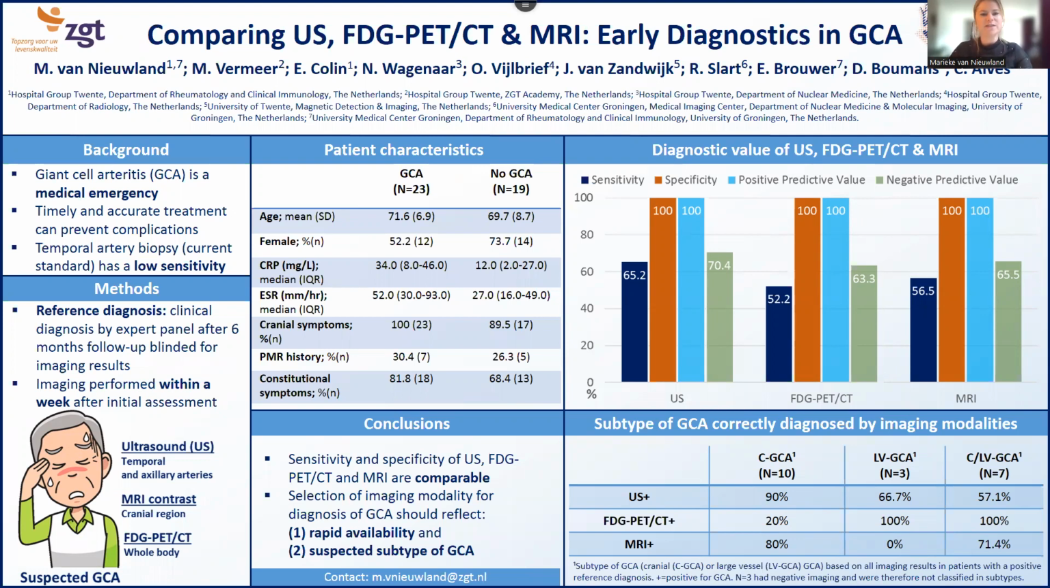So giant cell arthritis is a medical emergency. Delayed treatment can lead to severe complications, such as irreversible blindness. And therefore, timely and accurate treatment is necessary in order to prevent these severe complications.